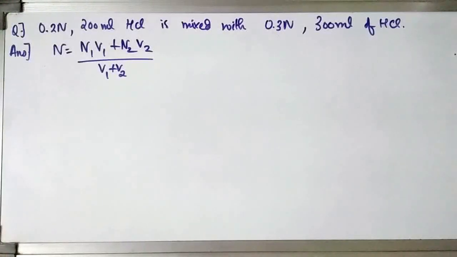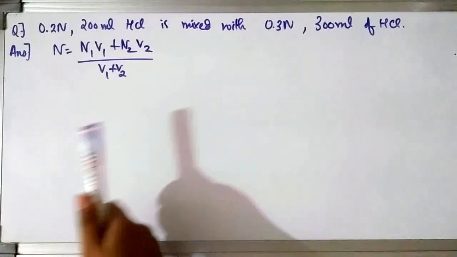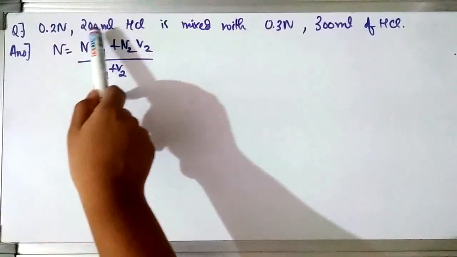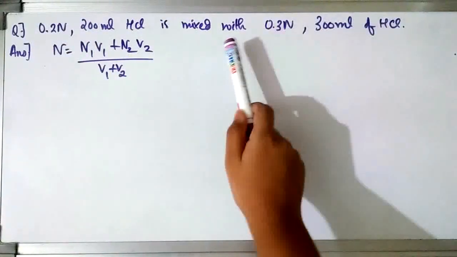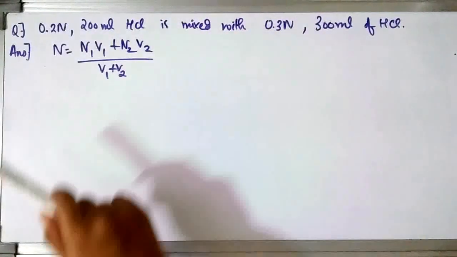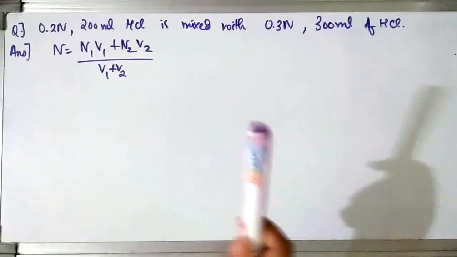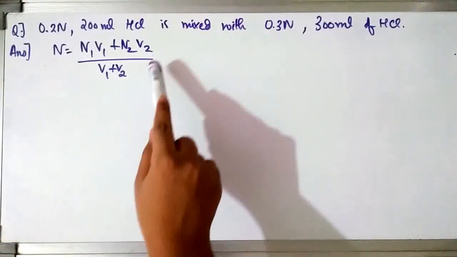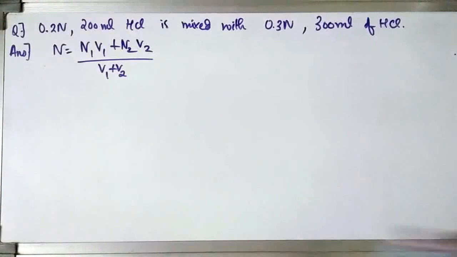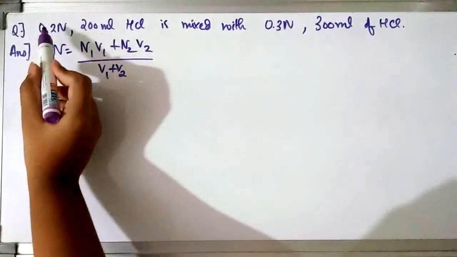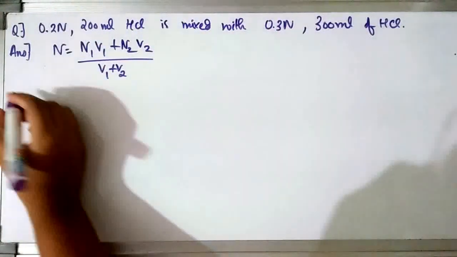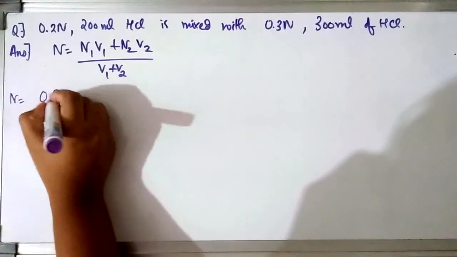So we have a question related to the normality of mixtures. Suppose HCl is mixed with HCl, and the first HCl has normality 0.2 N and volume 200 ml, and the second has normality 0.3 N and volume 300 ml. Both are mixed, and we need to find the normality of the final mixture. Just now we derived the formula: N equals N1 V1 plus N2 V2 by V1 plus V2. So 0.2 is our N1, this is our V1, this is our N2, and this is our V2. We put the values in and find the answer.